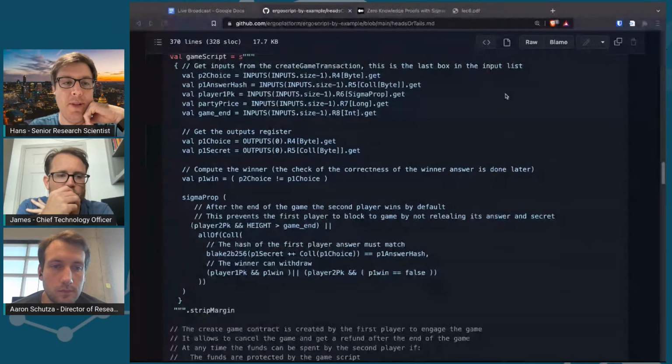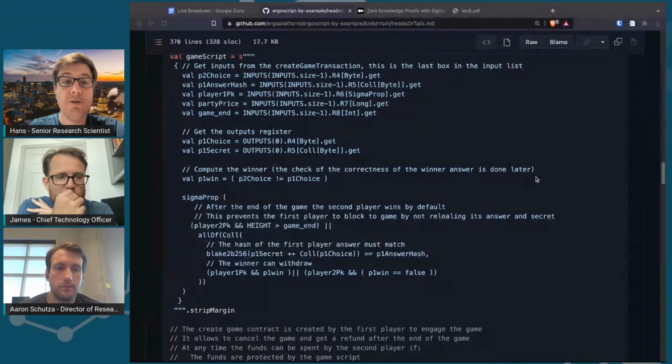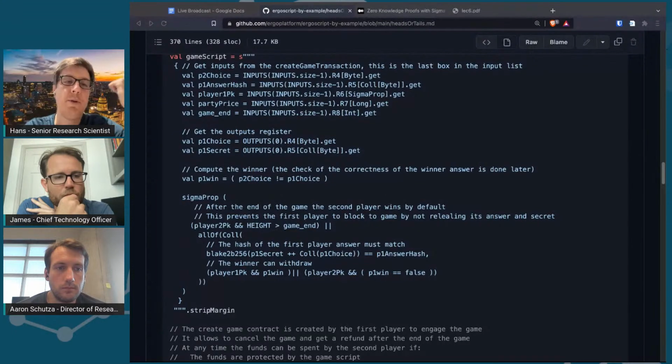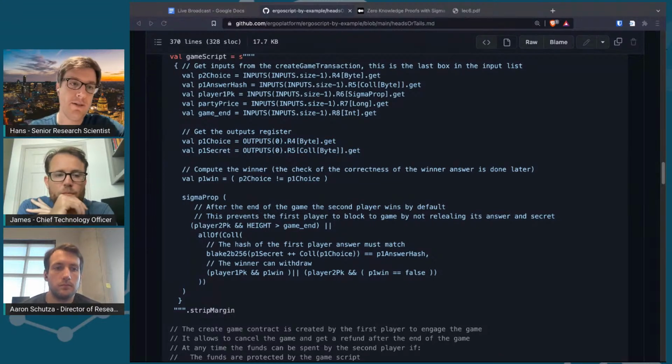So player one chooses something, and then player two chooses something. If they chose something different, then player one wins. If they chose the same thing, then player two wins. You can just think of it as player one says heads, player two flips it. If it is heads, then player one wins.